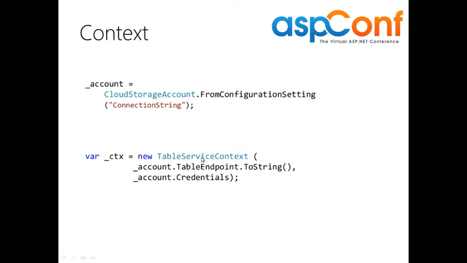Once you have that account object, then you can use that to create a context object. In this case, it's a table service context object. The account has a table endpoint and has a set of credentials. And when we pass that to the constructor of a table service context, we get this new context object, and it's with this context object that we can start managing the entities in that table.